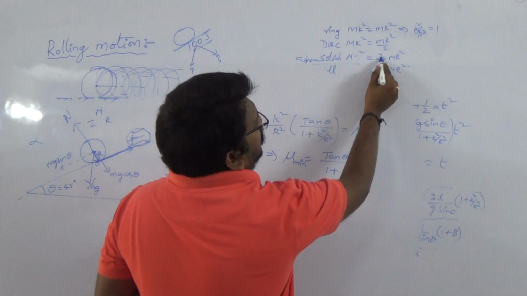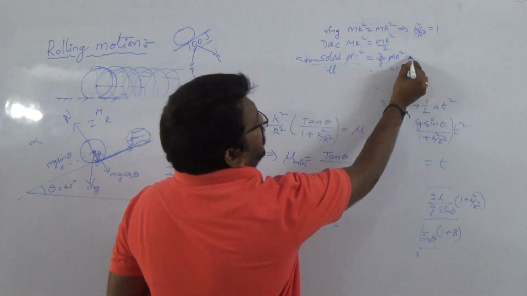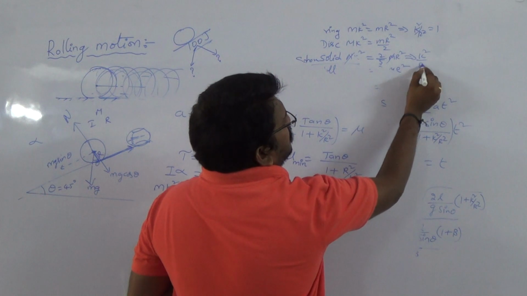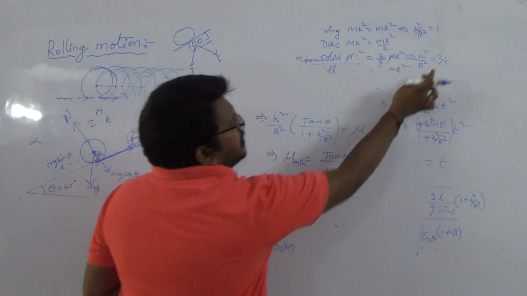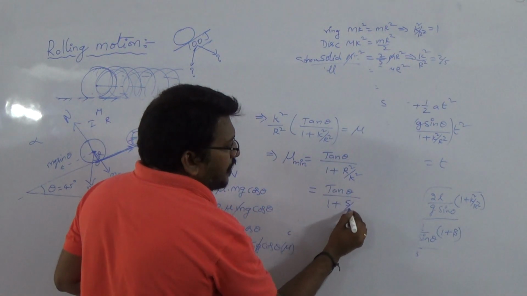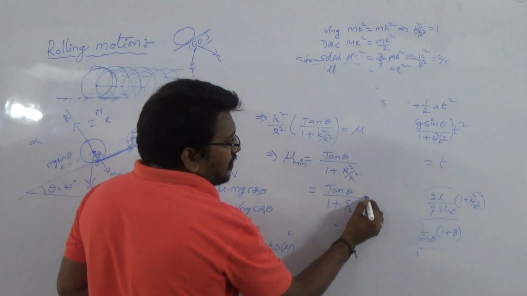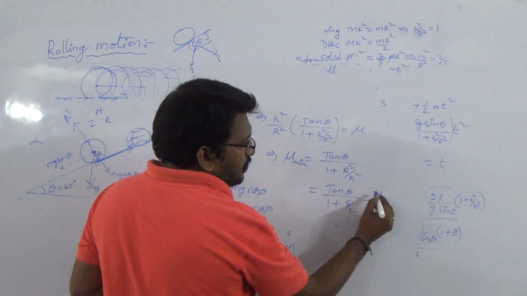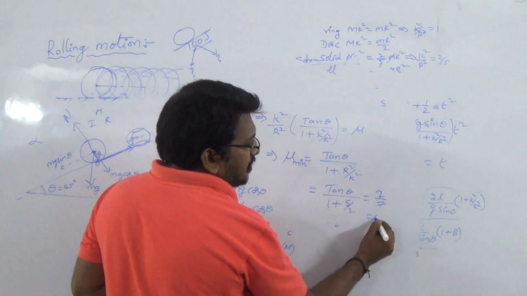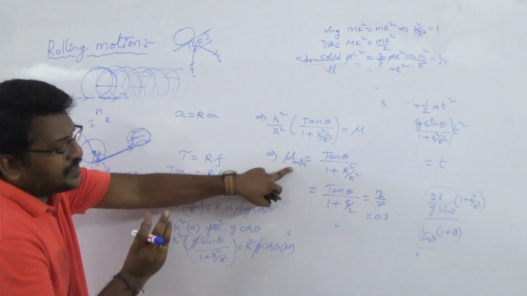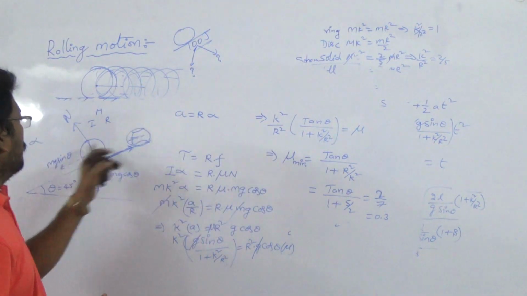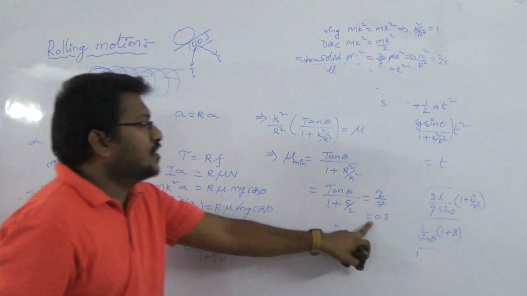K square by r square equals 2 by 5. From that we get K square by r square is equal to 2 by 5. So r square by K square is 5 by 2. Substitute here 5 by 2, that means 2 plus 5, 7. Tan 45 is 1, so 2 by 7, which is nearly 0.3. Nearly, no problem. The minimum coefficient of friction required to roll the sphere on this surface is 0.3.